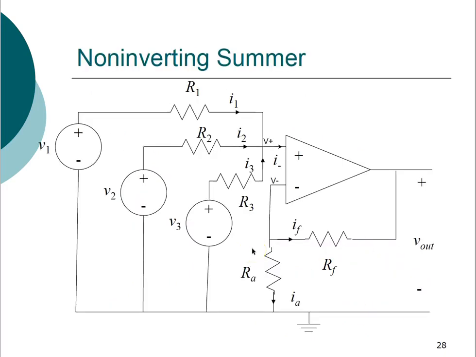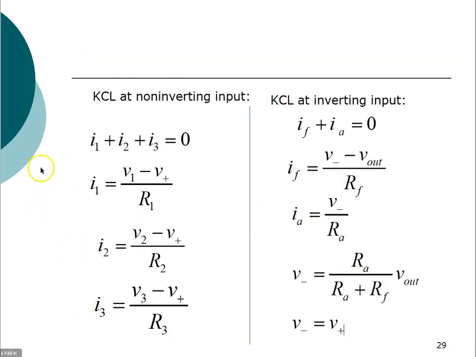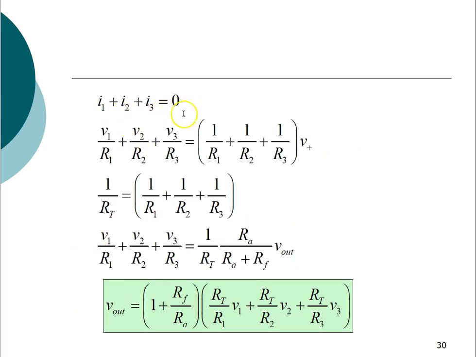The reason is that this is the infinite input resistance, so because of the infinite gain, this V negative will be equal to V positive. Or you can say by virtual ground, this V plus is equal to V negative. So here you put all the values of these currents into this equation, which is equal to 0.